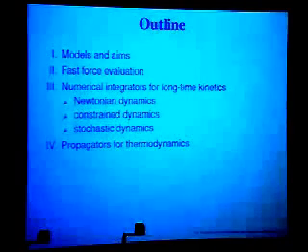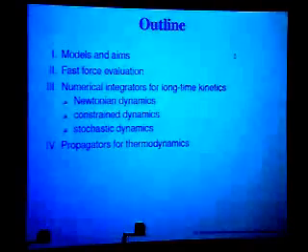Okay, so that was a discussion of the fast evaluation of forces. So for the remainder of the lecture, I'll talk about integrators and propagators. And mostly I'll talk about integrators for Newtonian dynamics, and then I'll briefly mention what we do for constrained dynamics and stochastic dynamics.